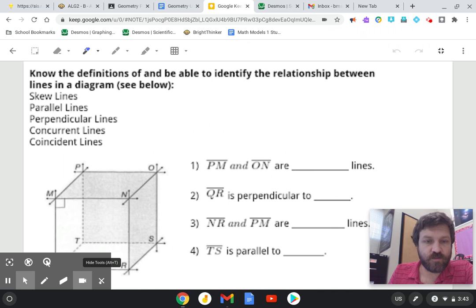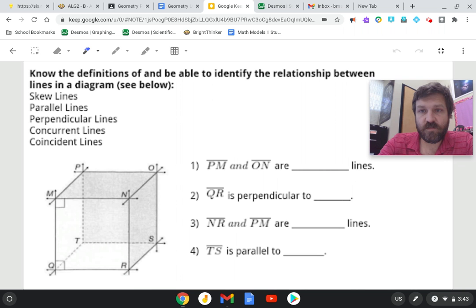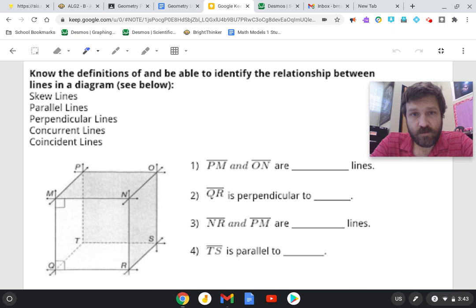these different line relationships. It says here you need to know the definitions of and be able to identify the relationship between lines in a diagram. So when I say know the definitions, I mean you need to know the definitions of these 5 pairs of lines, from the unit. You are responsible for going and finding those definitions. I'm not giving them to you in this review. You've already gone over that material and you should have notes from those lessons. So you need to do that.